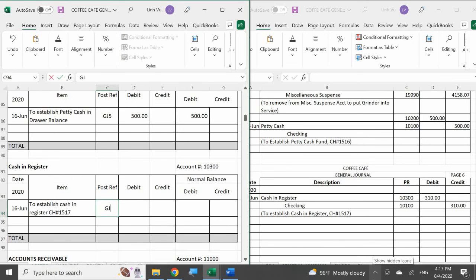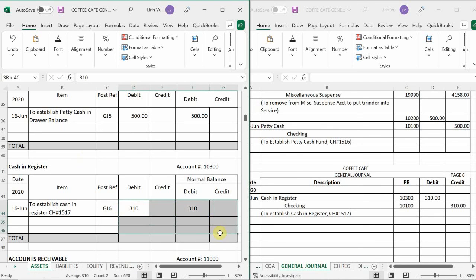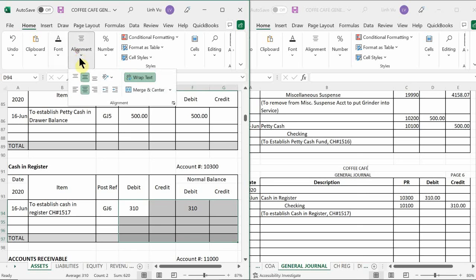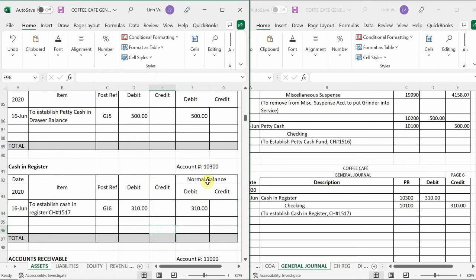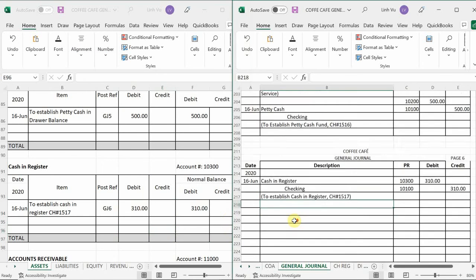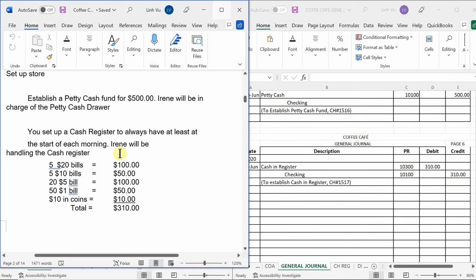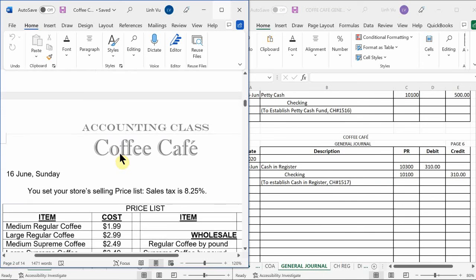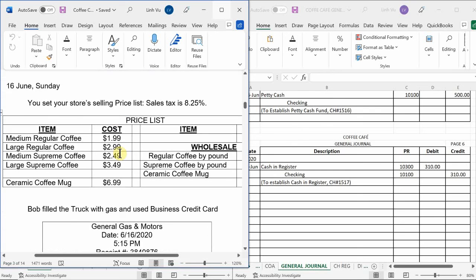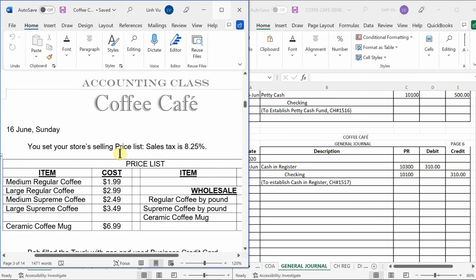Page 6. 310. And it's another internal transaction, so we don't need to go to the subsidiary. Awesome. Okay. This is the last part for this day. Okay. Or actually, let me cover this first.